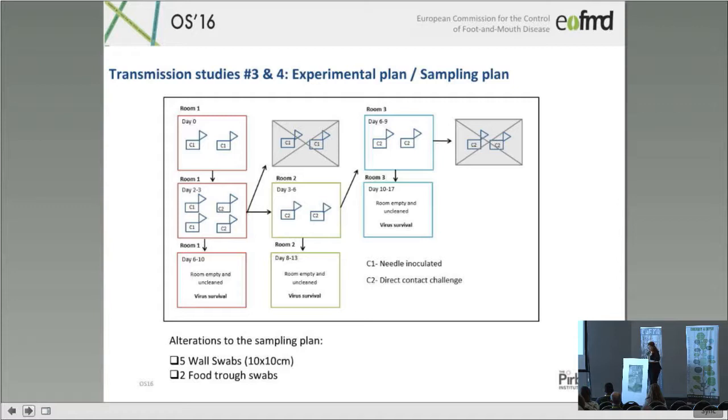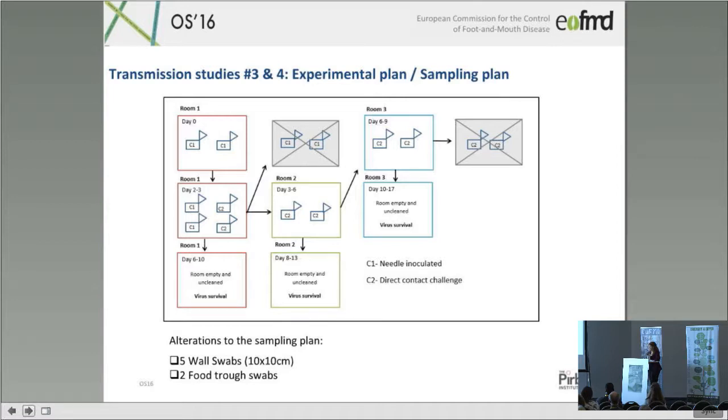So as already mentioned, we altered the experimental plans slightly for experiments 3 and 4, as these were carried out at Parabright rather than at CBI. As already said, room 1 housed the inoculated cattle and was then the place for the direct contact challenge. Room 2 housed the direct contact donors, but this time they were moved out of this room before the onset of clinical signs and moved into room 3, where they were left to develop clinical disease.